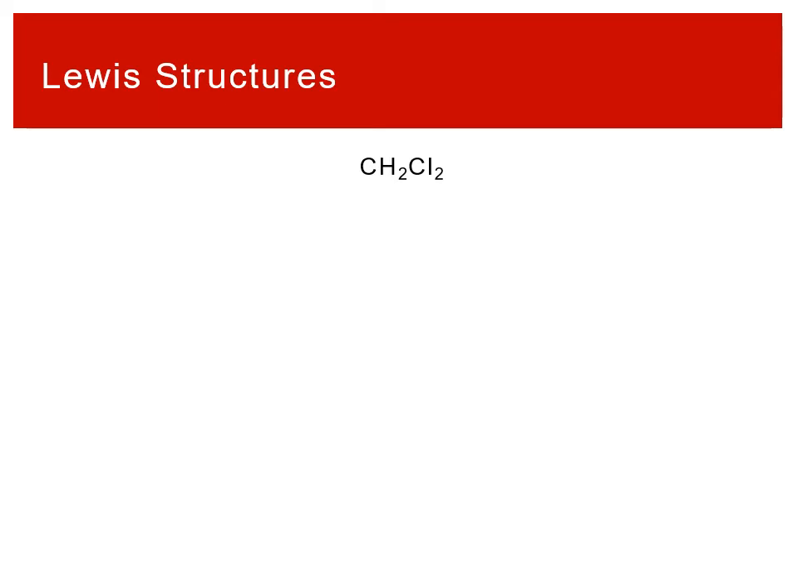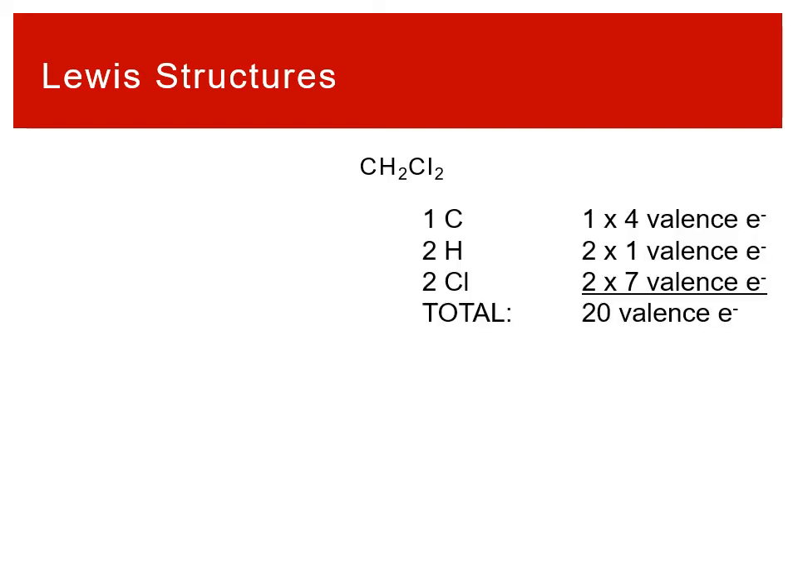Let's take a look at CH2Cl2. So again, a little more complicated, but we'll see if our approach will work, even though it's not just 2 types of atoms. So it always starts off with total valence. 1 carbon, 2 hydrogens, 2 chlorines. Carbon has 4 valence electrons, hydrogen has 1, and each chlorine brings in 7, for a total of 20 valence electrons.